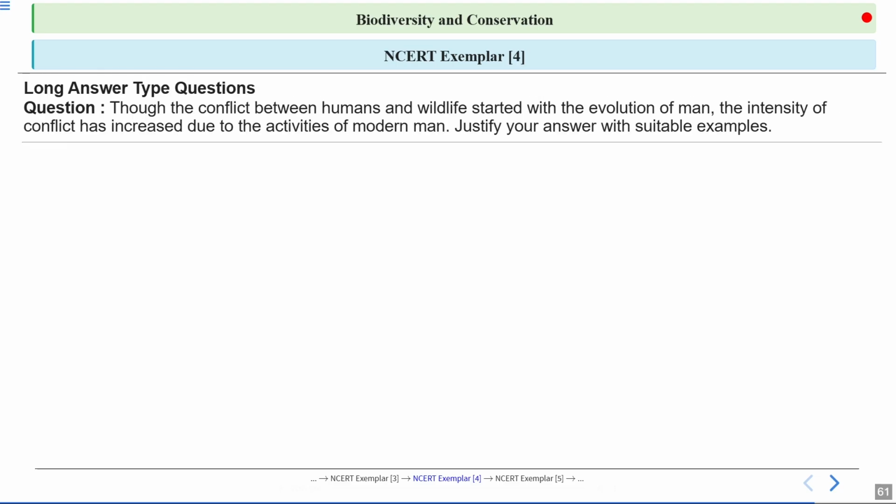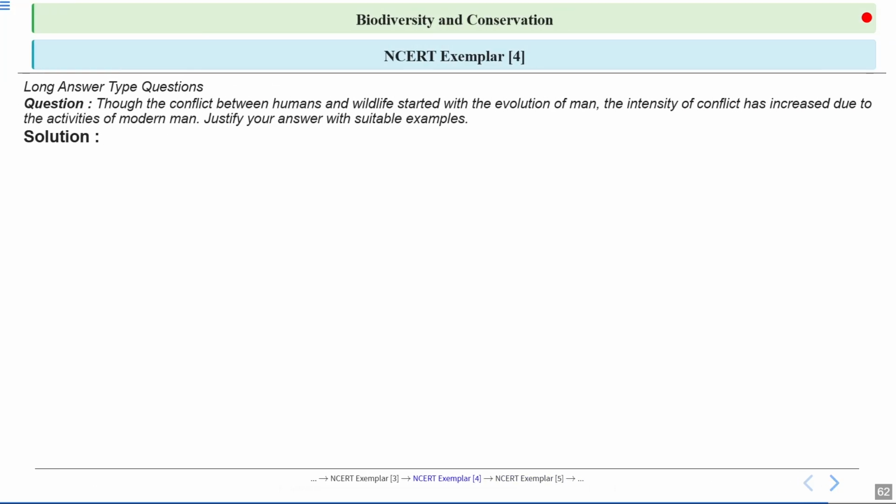Next question. Though the conflict between humans and wildlife started with the evolution of man, the intensity of conflict has increased due to activities of modern man. Justify your answer with suitable examples. So let's have a look at the answer.